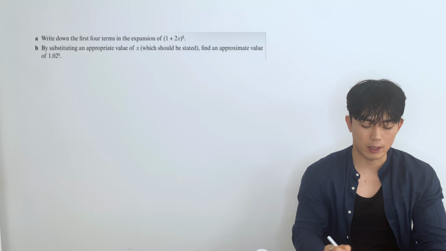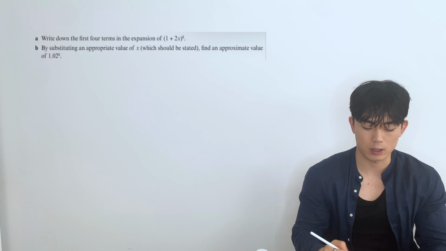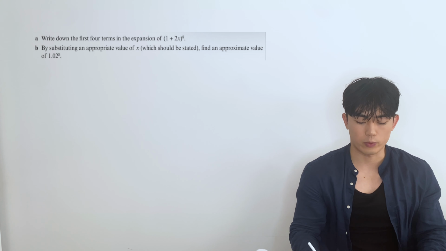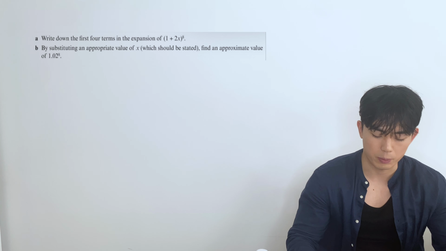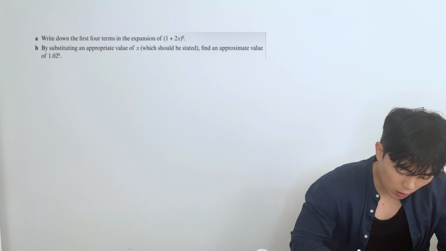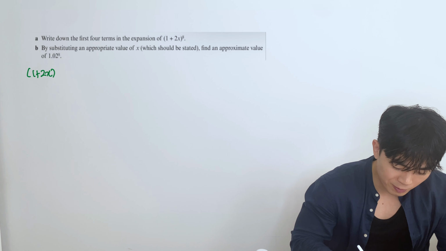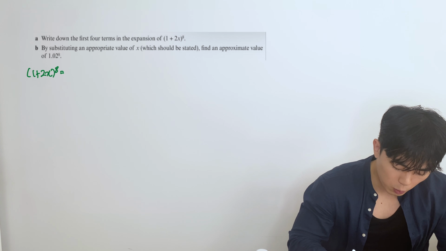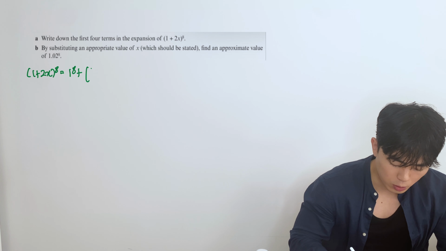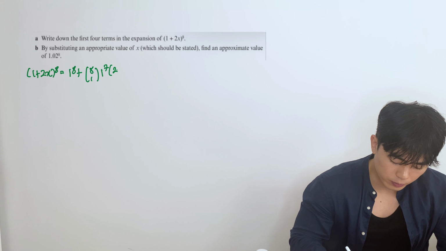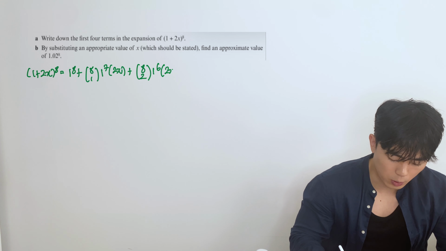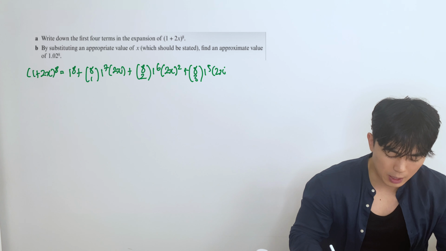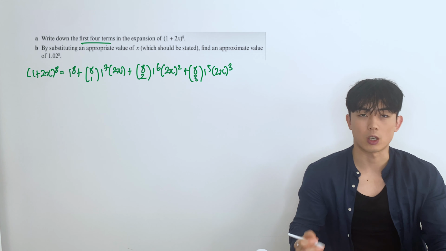So first things first, if you look at this question here, we need to expand the bracket first, up to the first four terms, using the binomial expansion we've learned before. So we have 1 plus 2x to the power of 8, and it's just a matter of expanding it. So we have 1 to the power of 8 plus 8 choose 1, 1 to the power of 7 times 2x plus 8 choose 2, 1 to the power of 6 times 2x squared plus 8 choose 3, 1 to the power of 5 times 2x cubed. And they said the first four terms only, so we can just stop here.